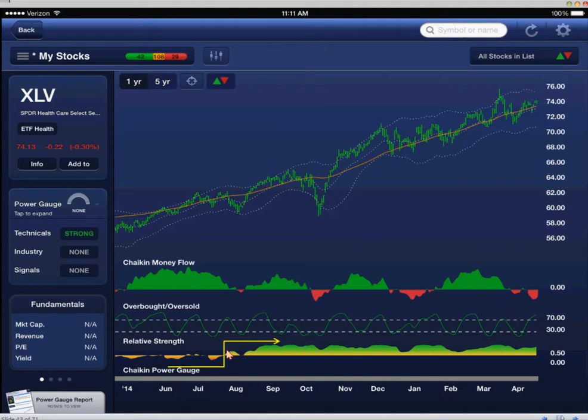Came in late July of 14. Just at the point in time that energy was rolling over, healthcare was starting to outperform. And there was big Chaikin money flow coming into this ETF. And basically, the chart confirms what the power gauge ratings, we call that our power bar, bullish versus bearish. The chart confirms that the healthcare sector is the place to be.